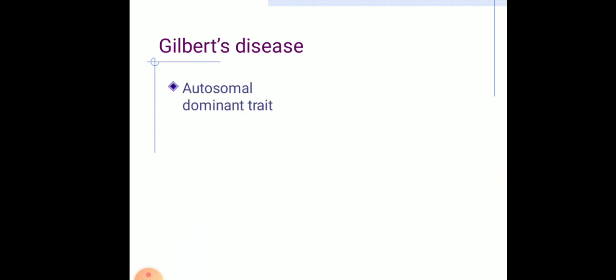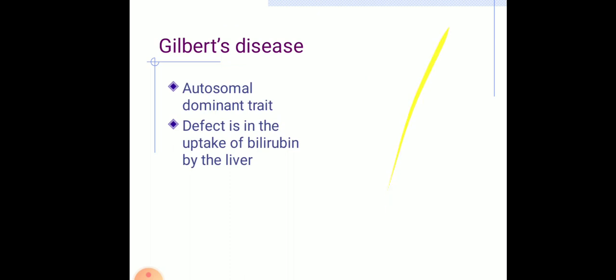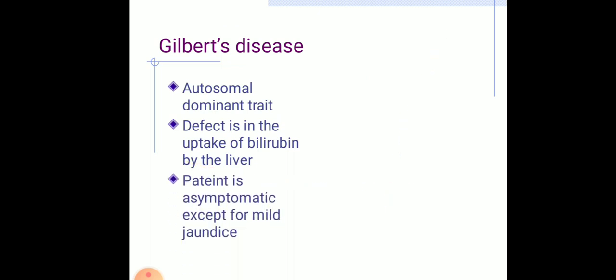What is this Gilbert disease? It is an autosomal dominant trait disease, and the defect is in the uptake of bilirubin by the liver. You know, the bilirubin is bound with albumin and reaches hepatocytes. In the sinusoids, this albumin is detached and bilirubin is taken up into liver hepatocytes, right? Any defect in the uptake of bilirubin by the liver is how Gilbert's disease occurs. The patient is asymptomatic except for mild jaundice. The sclera will be mildly yellowish and there are no significant clinical symptoms.